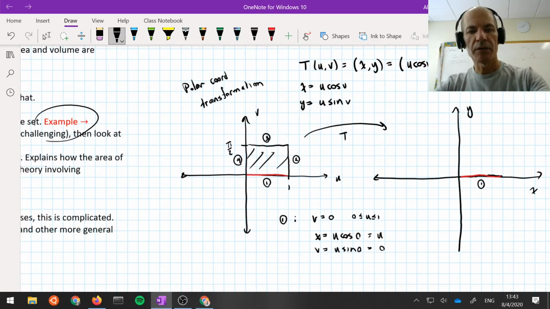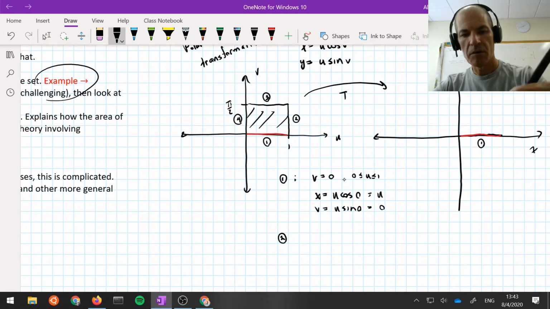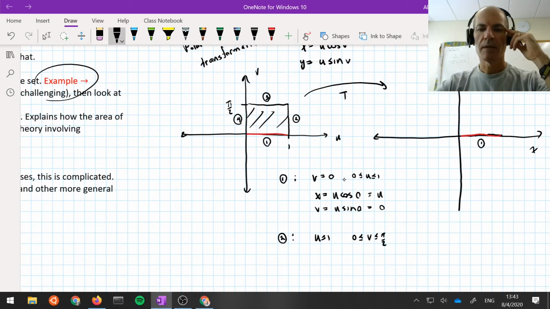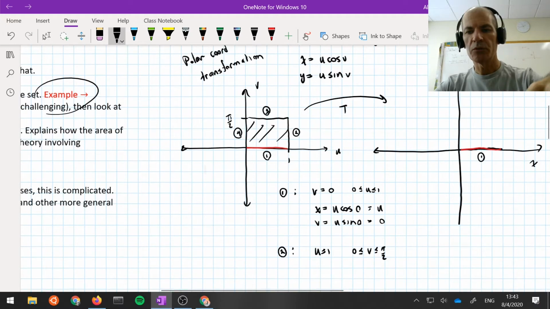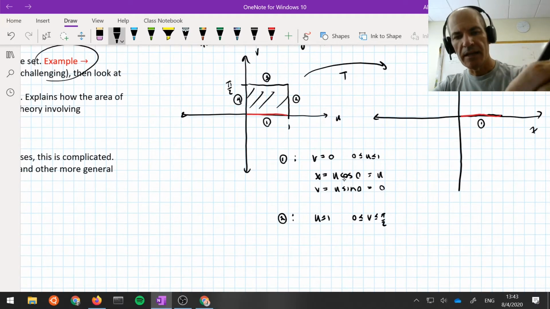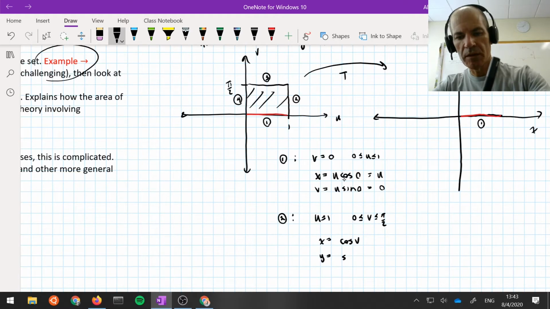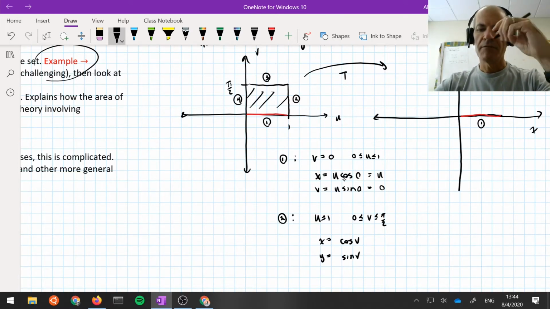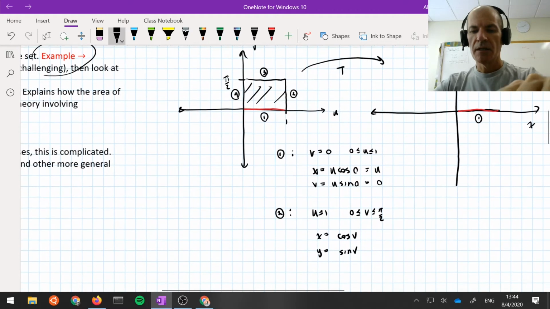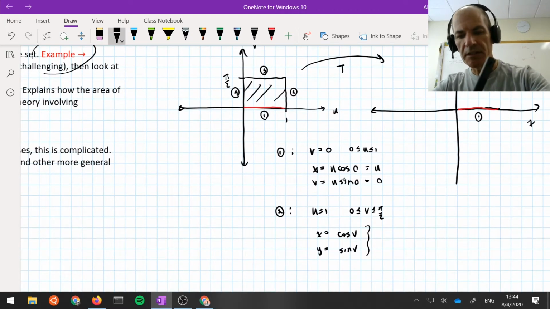Let's repeat this all the way around. Let's look at 2. Along 2, we see that u is equal to 1, and v goes from 0 to pi over 2. Let's see if we can't figure out what that looks like over here. That means that x is equal to 1 cosine v, and y is equal to 1 sine v. And v ranges from 0 to pi over 2. You might recognize this as tracing out the unit circle. This traces the unit circle.